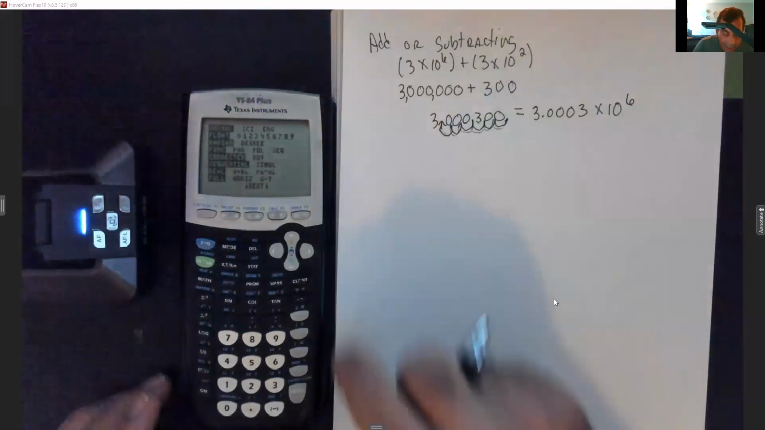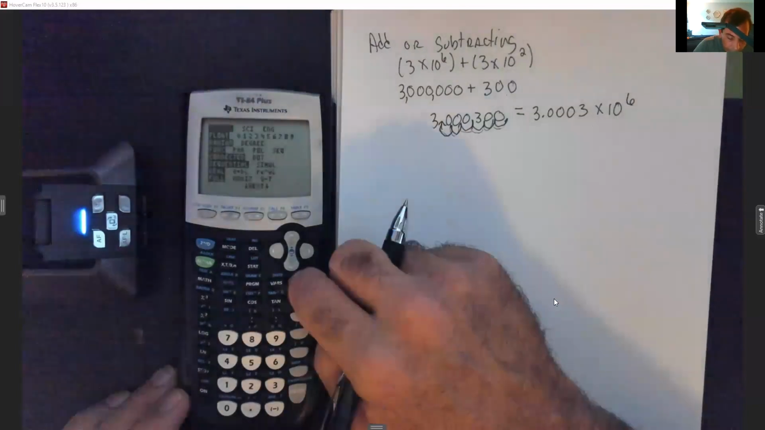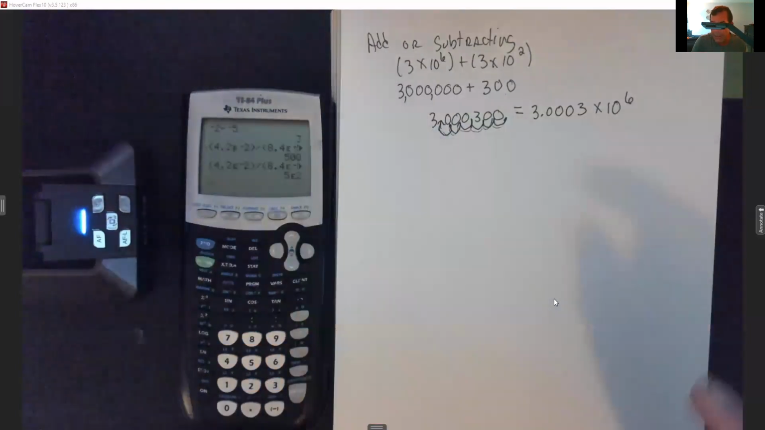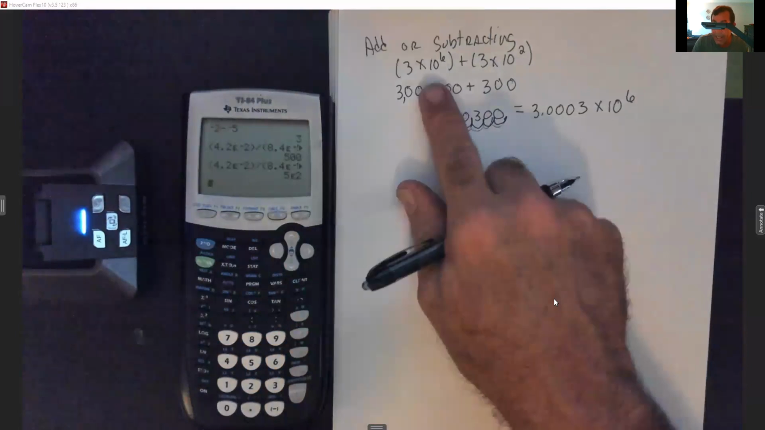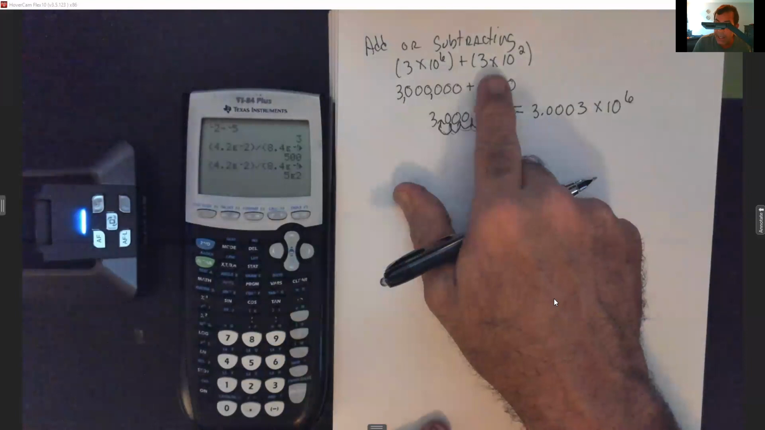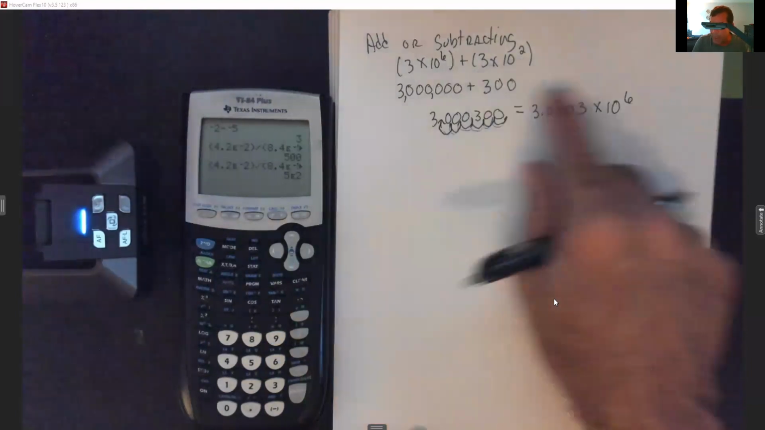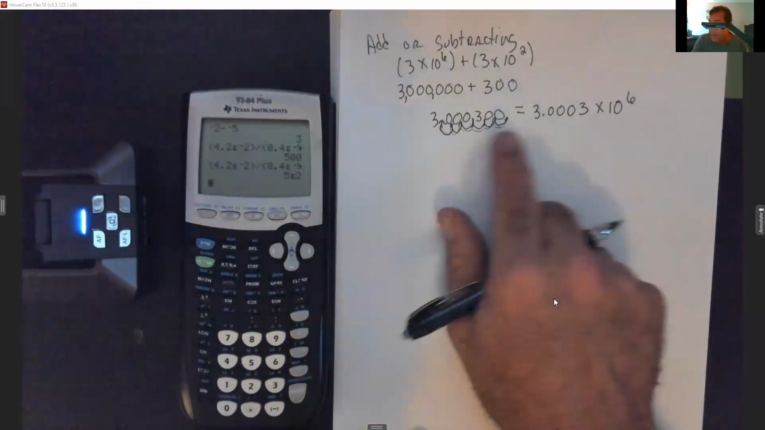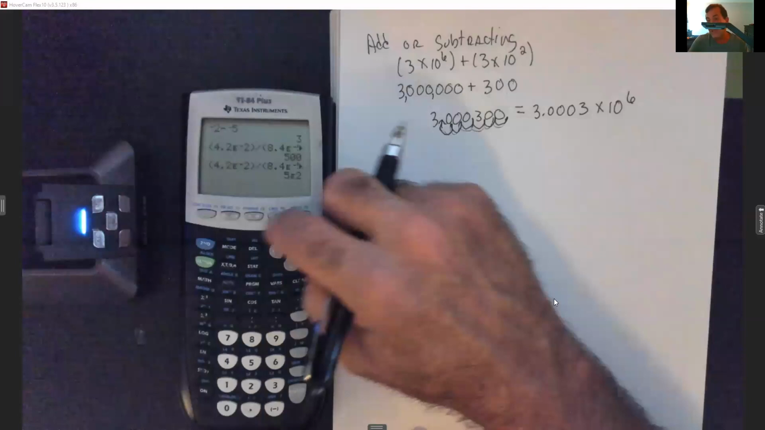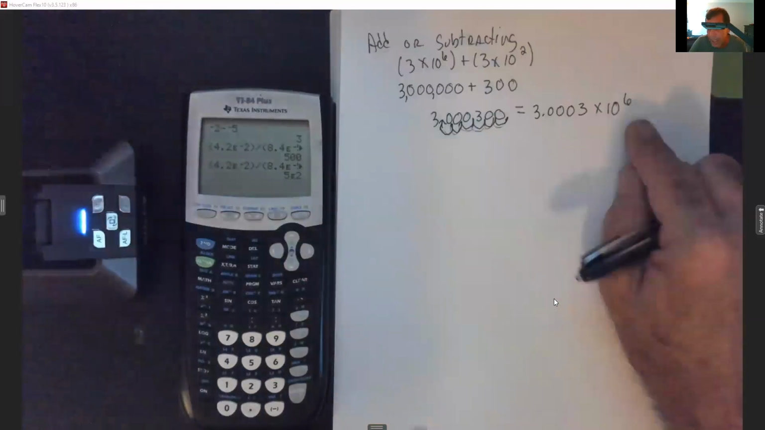Now, calculator, I'm on normal now. Calculator, 3, second comma for the E6, plus 3, second comma for the E2. Hit enter, and it would probably give you this big number. Convert it back to scientific notation real quick, or hit the mode, hit scientific, clear that, and then hit enter, and it'll give you this answer, okay?